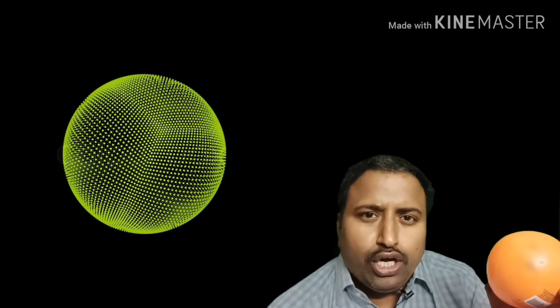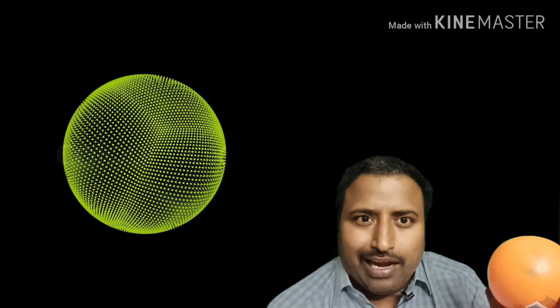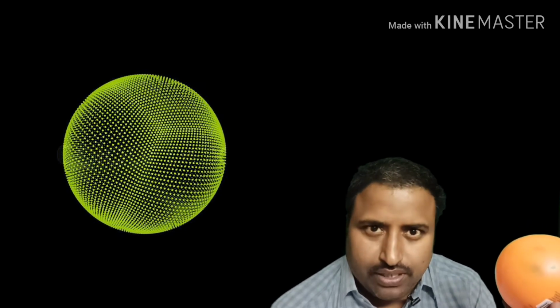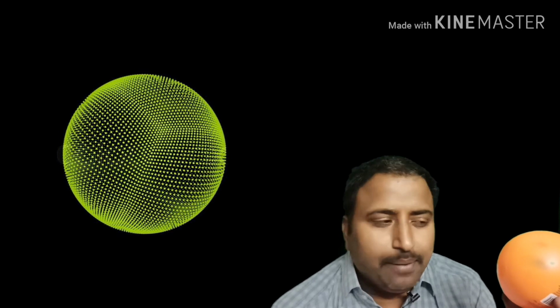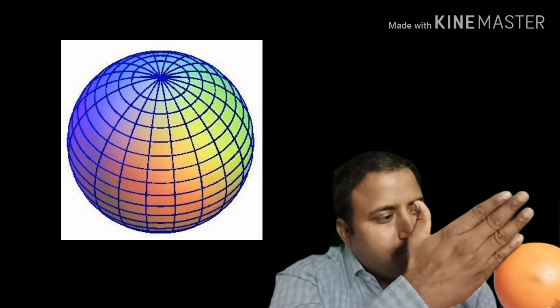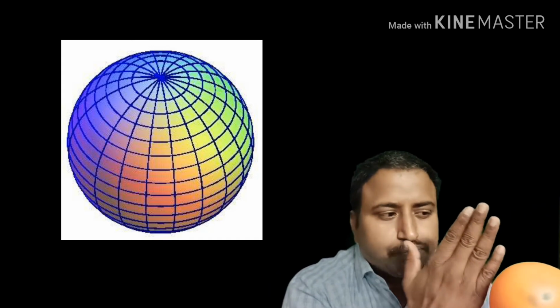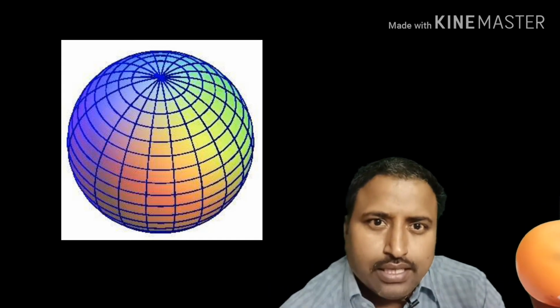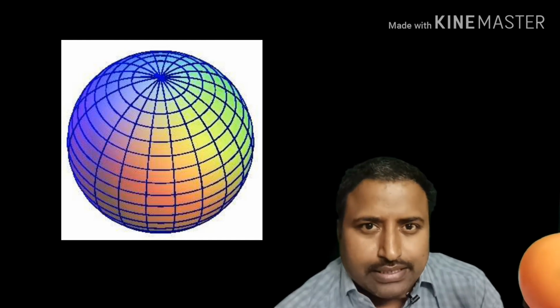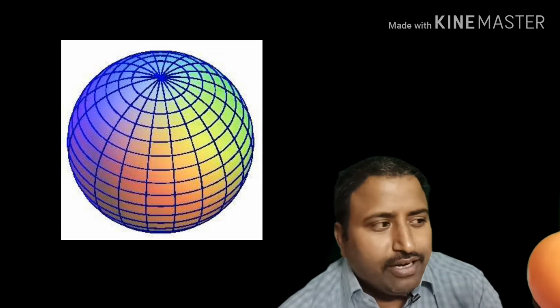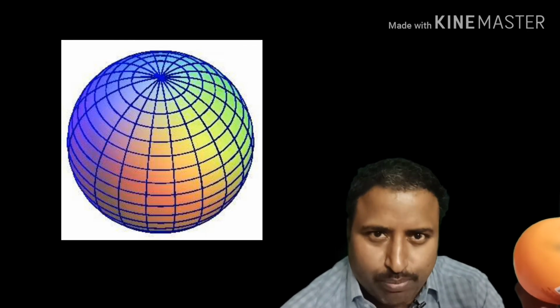If you rotate by 0.00001 degree, still you will get a similar structure. That means this object can have an infinite number of axes of symmetry. At the same time, if you imagine a plane in this direction, this direction, this direction, however many you want, you will get an infinite number of planes that can cut the object into equal halves. So it has an infinite number of axes as well as planes.